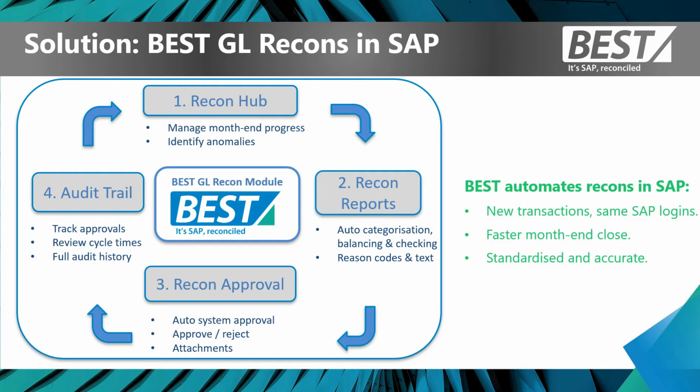The Recon Hub allows reporting month-end reconciliation progress and anomalies for a range of accounts or across a range of companies or the entire organization. We'll look at some examples of reconciliation reports that have been automatically generated within the system. We'll look at how approvals for some accounts can be automated with no human intervention, and how for other accounts the approval is performed and controlled within SAP. And overall, we'll look at audit trails of approvals and reconciliations done and management reporting of the process.